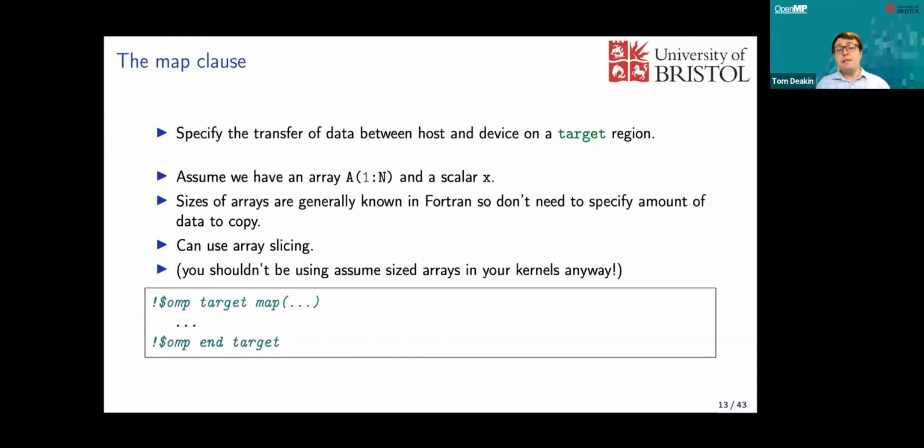So we have these arrays and scalars that we want to explicitly transfer between the host and the device when we're offloading, when we have the target region. So we have our target region, the OMP target, and end target at the end. And we have our map clause, and inside those parentheses, we're going to list all the variables that we need to transfer the data between the host and the device. It's doing a memory copy between the two spaces.